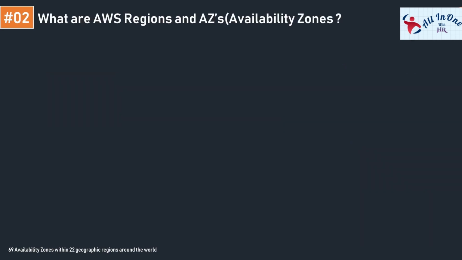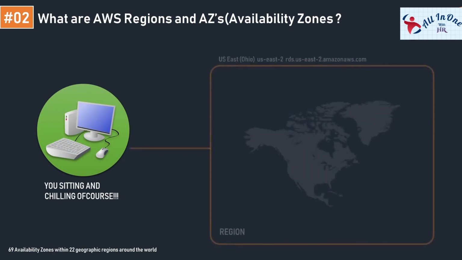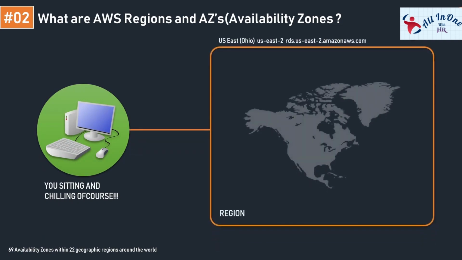So we have discussed the theory about regions and availability zones. Now let's see how it actually works. Let's suppose you are a user, you are sitting and chilling, of course, and you are the customer and you want to access your resources that reside in a particular region. As I said, a region is basically a geographical location, and each geographical location is a combination of one or more availability zones. Let's pop up our availability zones.